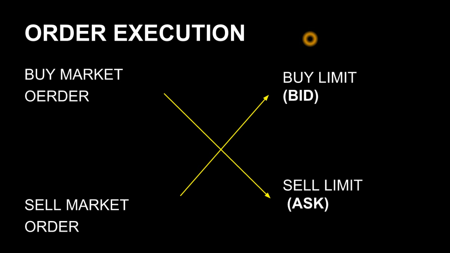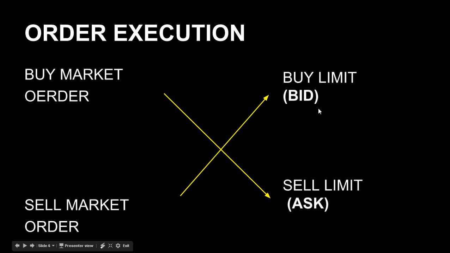Okay, so if you execute a buy order at market, it's going to execute against the sell limit order, or ask, that is the lowest price of offer. And if you execute a sell market order, if you want to get out of your long position at market, it's going to execute against the buy limit order on the bid, the inside bid.